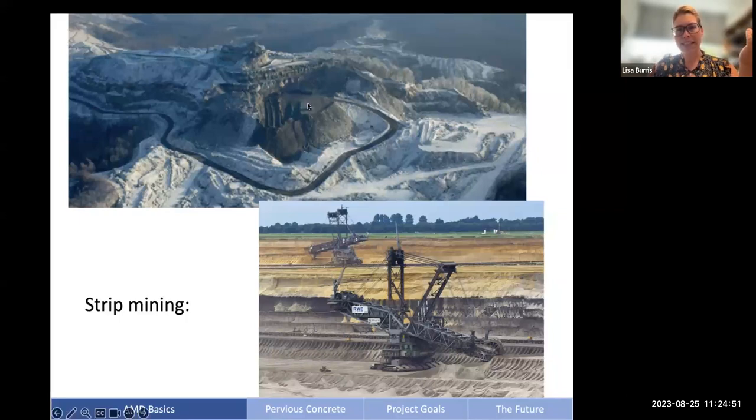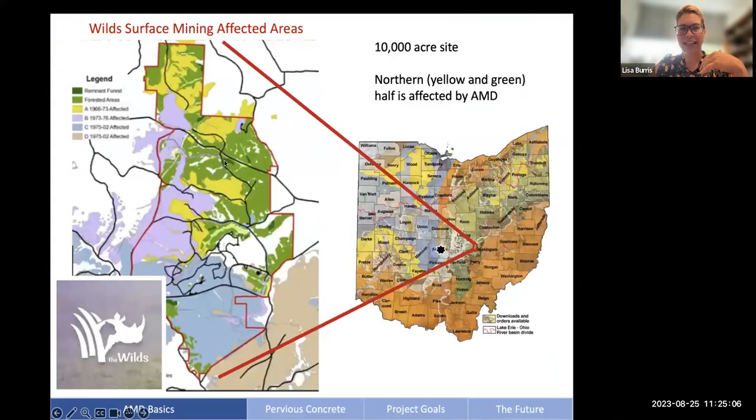But what has happened is it's created low points and lots of places for rain to spill over and move throughout the environment and create new streams and ponds, and that has contributed to this acid mine drainage issue. The southern half of the area is actually not as plagued by acid mine drainage.